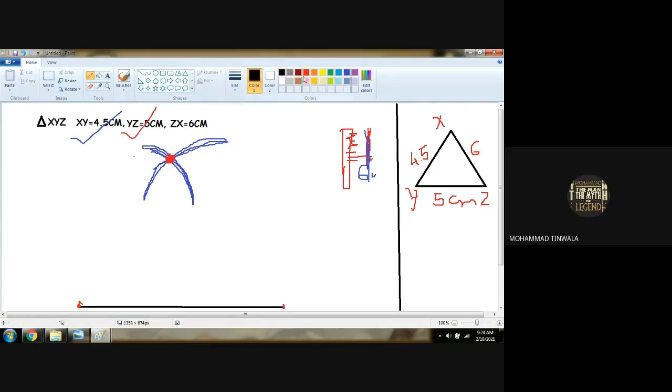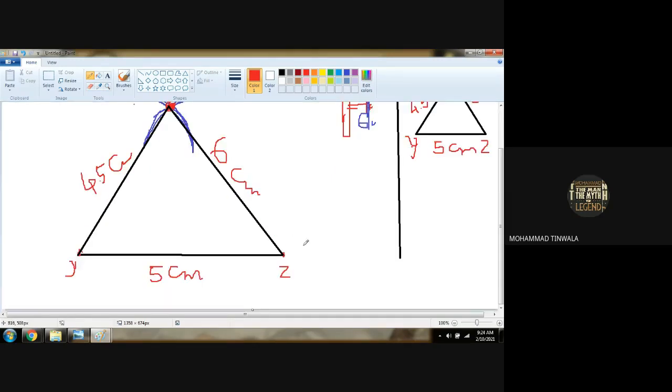Now what you have to do, you have to give it as X here. Even this is fulfilled. Now join point X and point Y. Then point X and point Z. Simply join that and write the measurement. This is 4.5 centimeter and this is 6 centimeter. Our sum is over. Construction is ready.